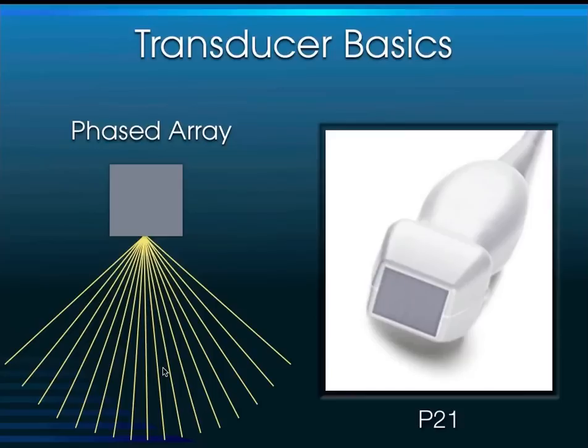Now the advantage to this P21, 21 being the number of millimeters across its surface, a short footprint probe, is that I can get between the ribs. In other words, I can see from the diaphragm superiorly all the way through the lower pole of the kidney inferiorly when looking at Morrison's pouch, using this small footprint probe getting between the ribs.